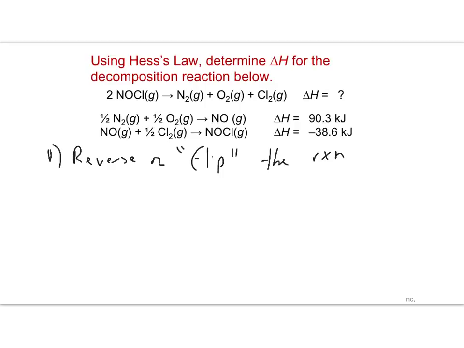Why would you do this? If we look at NOCl in the equation we're trying to find the enthalpy value for, here it's a reactant. If we go looking for it in our equations with known enthalpy values, the only place it occurs is here. Here it's a product, reactant, product. So you reverse or flip the reaction to get your chemicals to match, products or reactants.